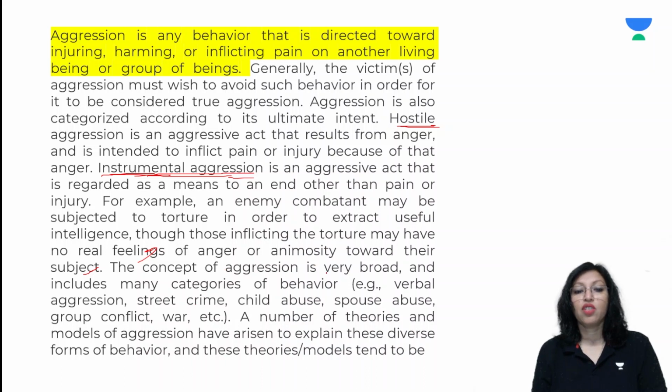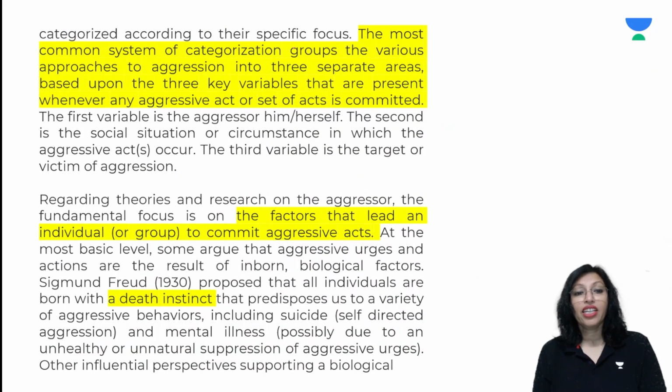The concept of aggression is very broad and includes many categories of behavior. So there are many types of behavior, that is verbal aggression, street crime, child abuse, spouse abuse, group conflict, war. So there are many types of aggressive behavior. A number of theories and models of aggression have arisen to explain these diverse forms of behavior. So there are many theories. Okay, so we start by talking about these theories and the models of aggression. And these theories and models tend to be categorized according to their specific focus. So what is the goal of the theory? Accordingly, we have categorized them.